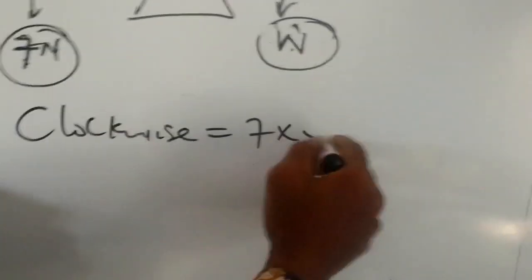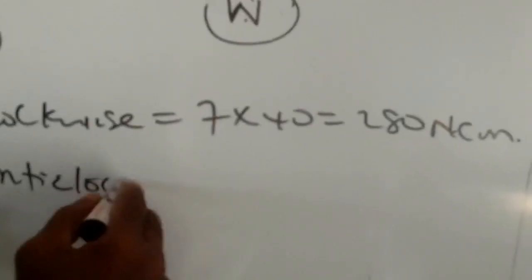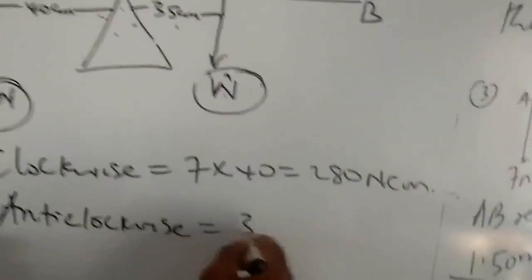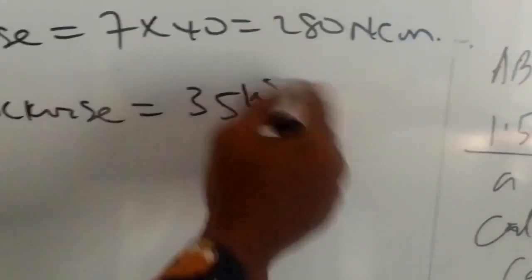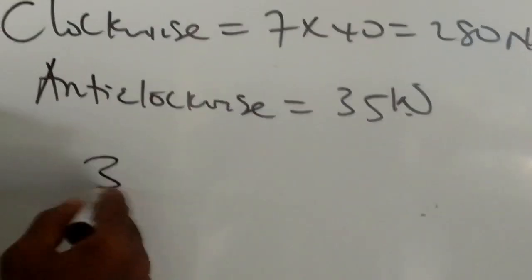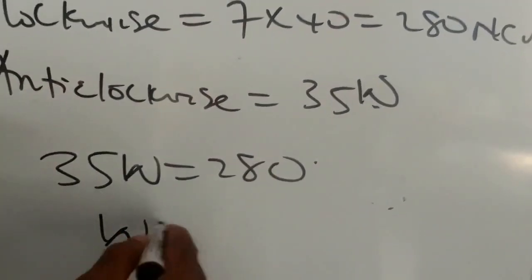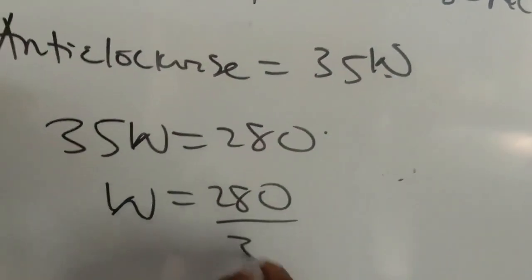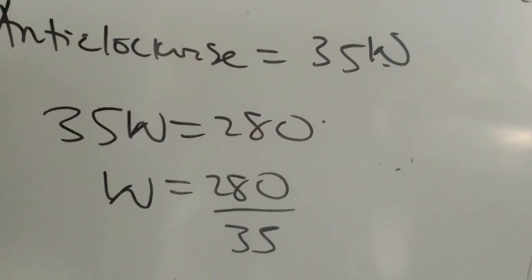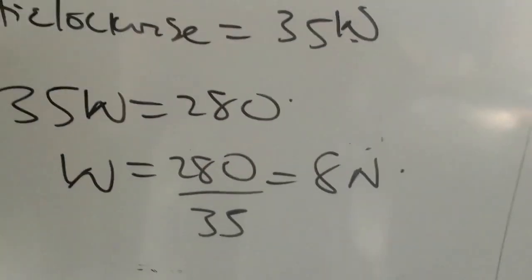7 times 40, that is 280 Newton centimeter. Then the anti-clockwise moment will now become 35 W, that is W times 35. Equating moments, when I say clockwise is equal to anti-clockwise, that is 35 W equals 280. So W now becomes 280 over 35. If you divide this, we're going to have 8 Newton as our weight.